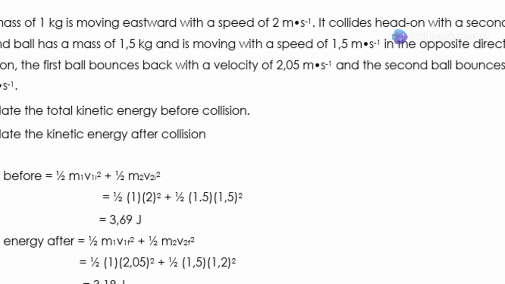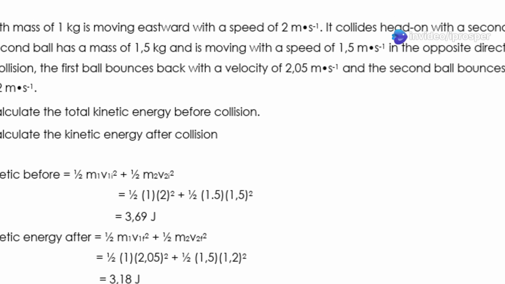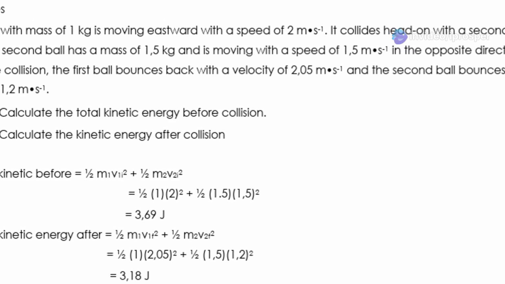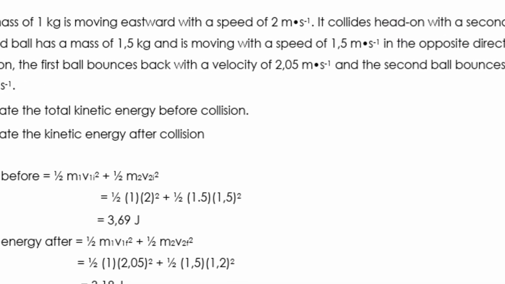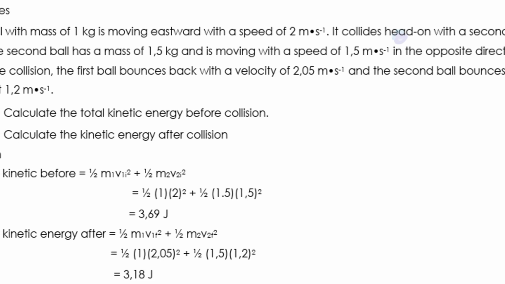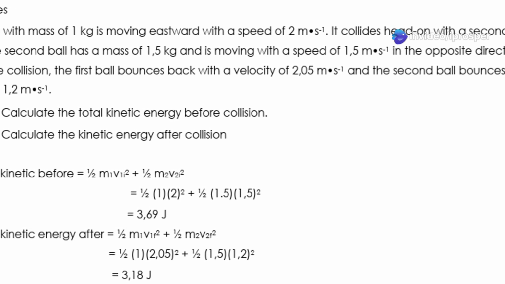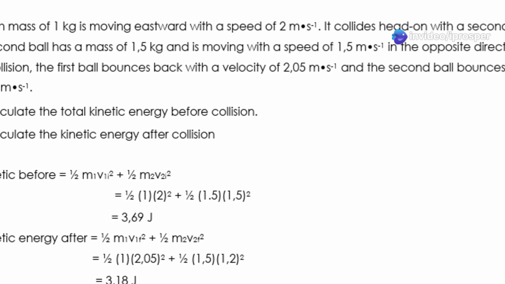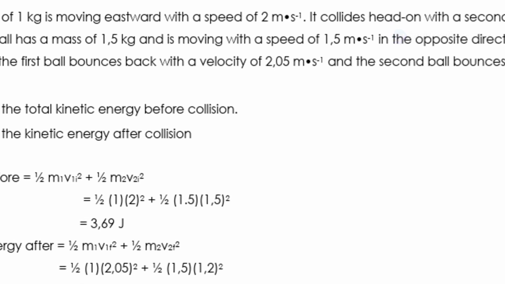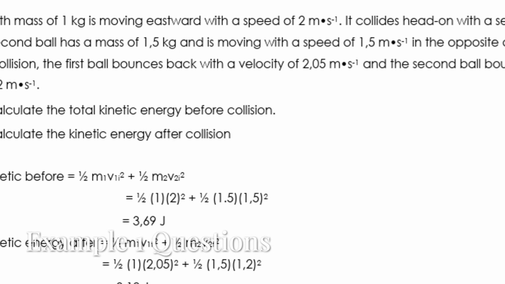Examples. 1. A ball with a mass of 1 kilogram is moving eastward with a speed of 2 meters per second. It collides head-on with a second ball. The second ball has a mass of 1.5 kilograms and is moving with a speed of 1.5 meters per second in the opposite direction. After the collision, the first ball bounces back with a velocity of 2.05 meters per second, and the second ball bounces back at 1.2 meters per second.